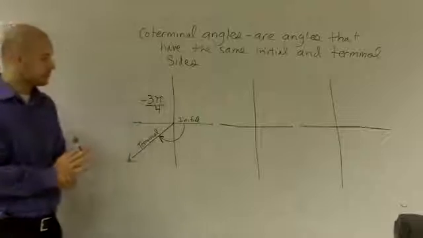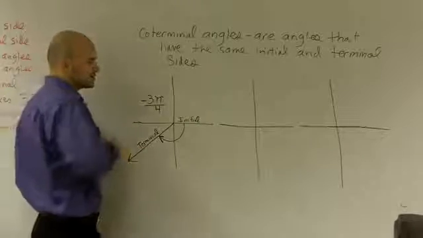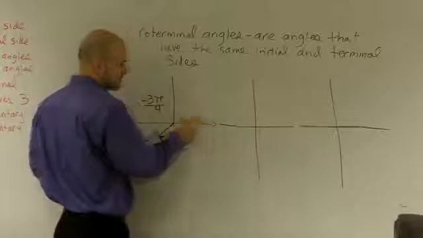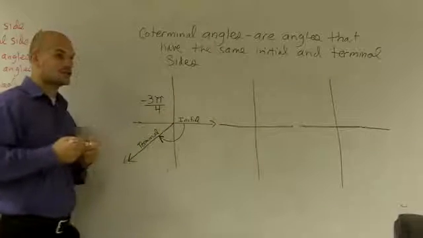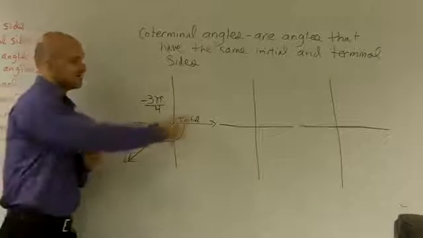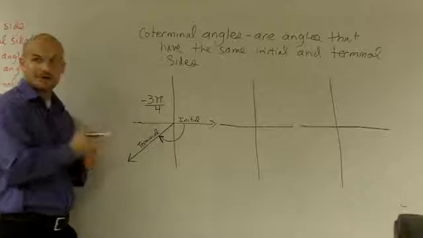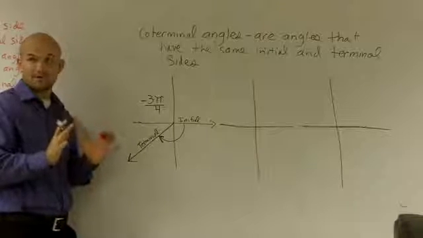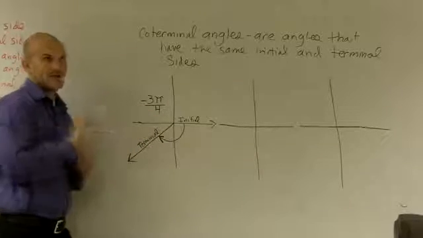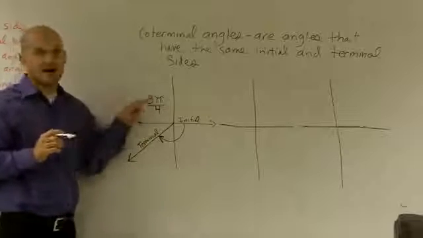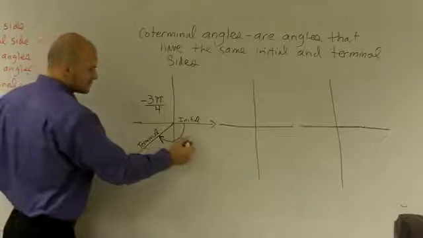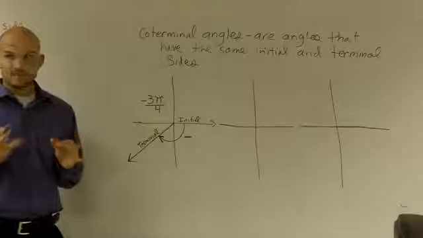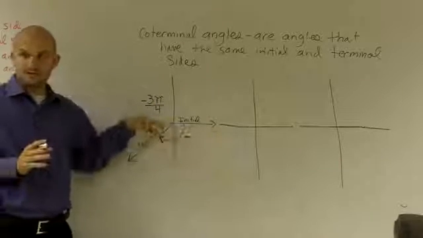If you look, our initial side is right here, and our terminal side is where our angle ends. As it wraps around, here's my terminal side. Is everybody with me on that point? Initial and terminal side. The next thing is, notice this is negative 3 pi over 4, so I'm going in the negative direction. Is everybody with me on that? Negative direction, going down there.